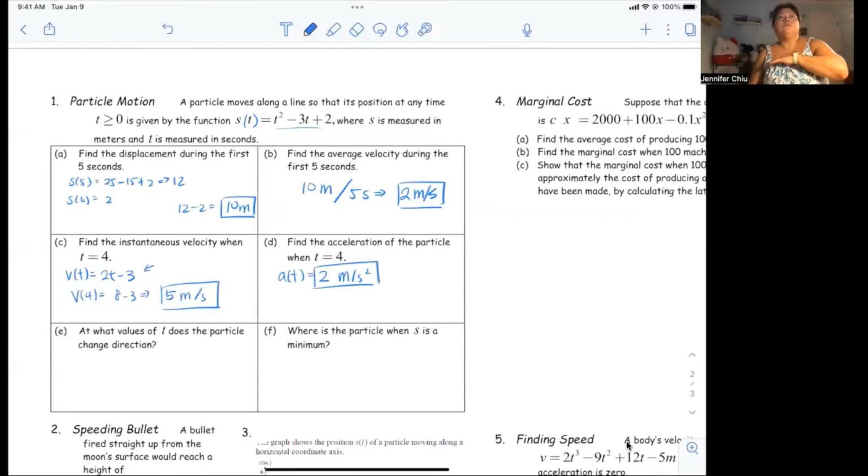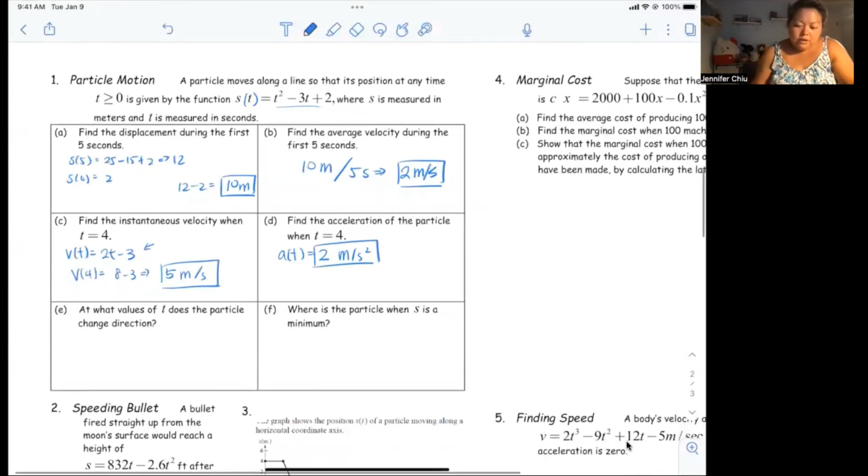This one is a parabola. t squared minus 3t plus 2 is a parabola. So your position function goes something like this. It goes faster and faster as it goes up, but the acceleration is constant in this case. Okay, next one.